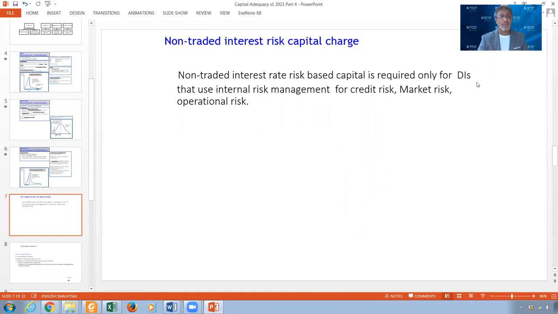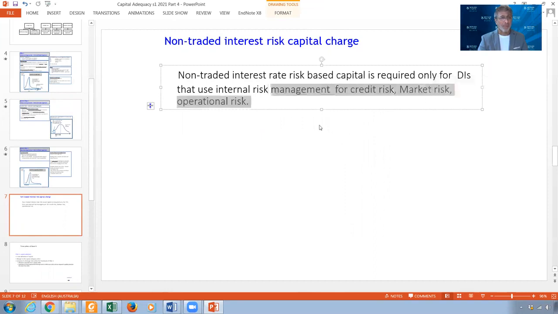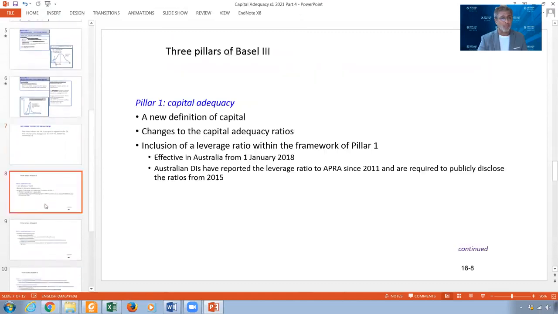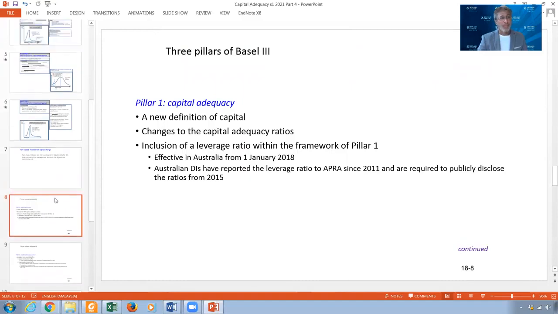This is required only for depository institutions that use internal risk management for credit risk, market risk, and operational risk. We don't use it for the standardized model. So we need to calculate this, and it is actually required for those banks which are using those internal models. Now, I think we are done with this.